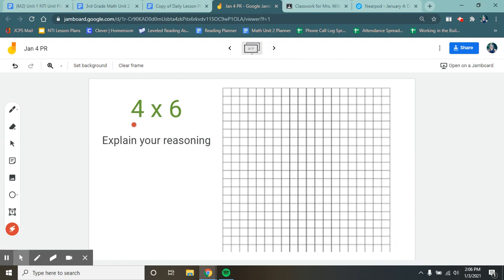All right, so 4 times 6. I want you guys to think about what we are going to do first. What is the first step of creating this rectangle? 4 times 6. I'll give you about 5 seconds to think of what you would do first.